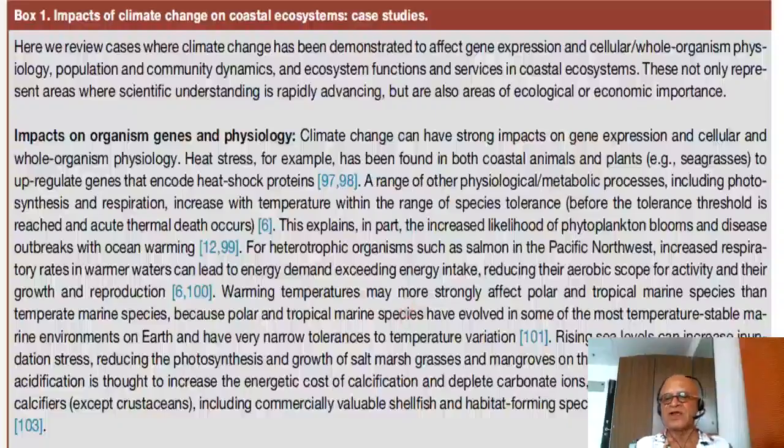Okay, so there are other examples. Rising sea levels can increase inundation stress, reducing the photosynthesis and growth of salt marsh grasses and mangroves on their seaward edge. Ocean acidification is thought to increase the energetic cost of calcification and deplete carbonate ions, reducing calcification in most calcifiers except for some crustaceans, including commercially valuable shellfish and habitat-forming species such as oysters and corals.